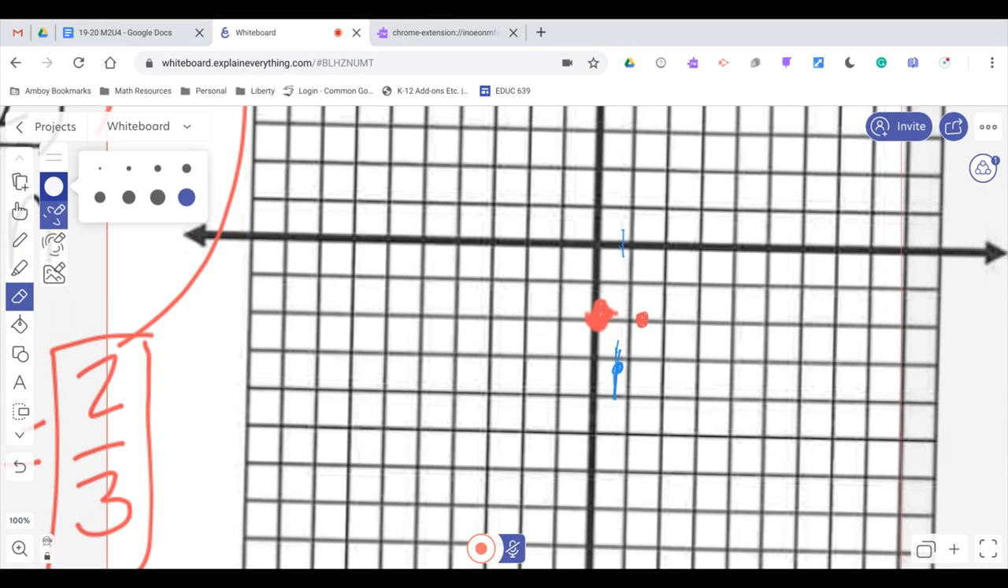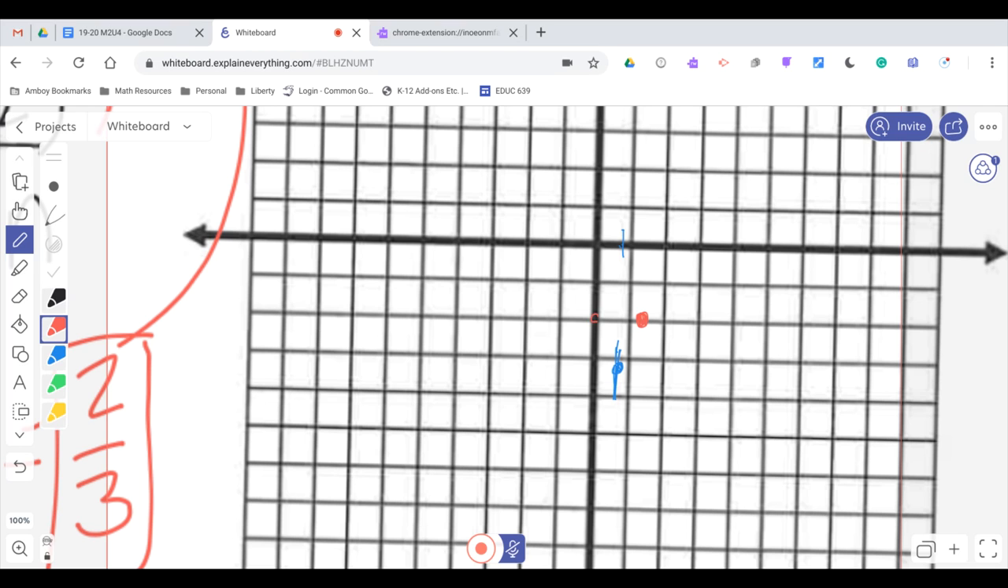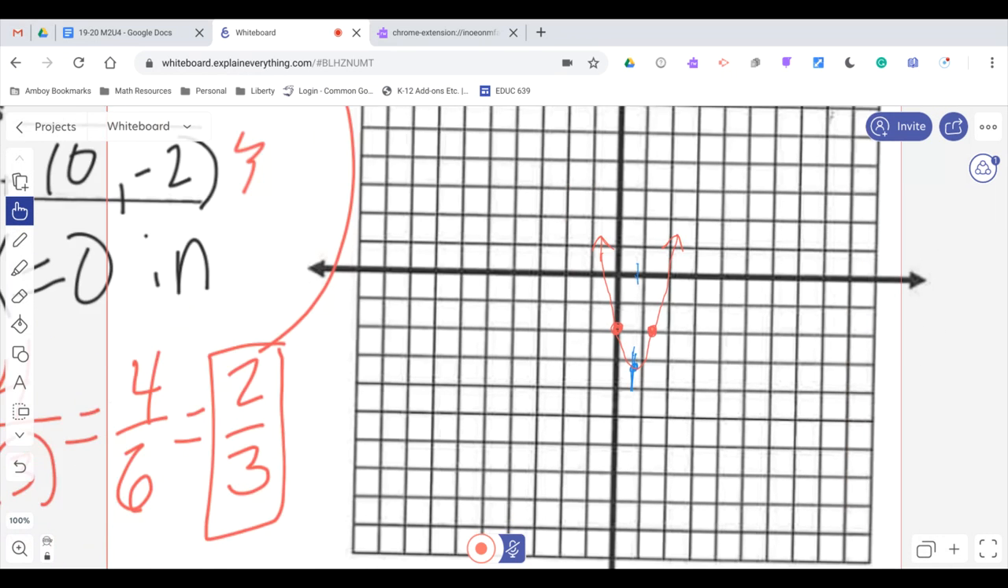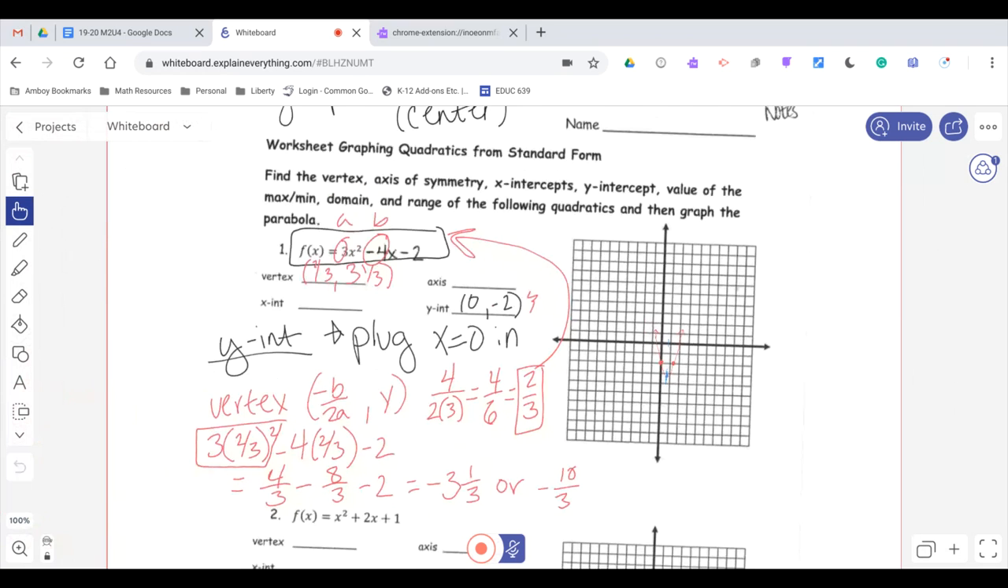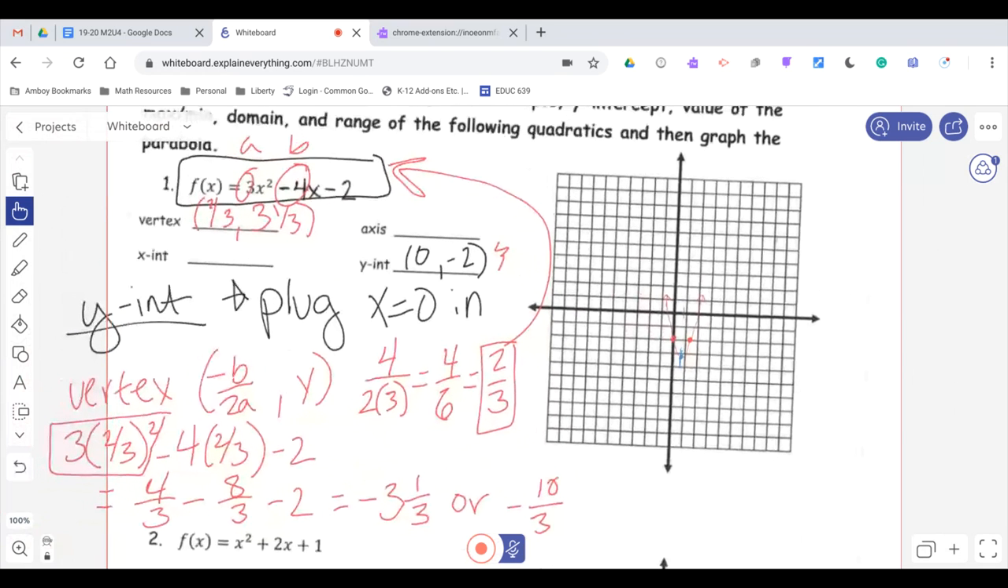I'm going to go ahead and make this other point a little smaller. Okay. So it's very small and narrow, but there is my equation, my graph. I'll zoom out. Sorry. Let's try another one.